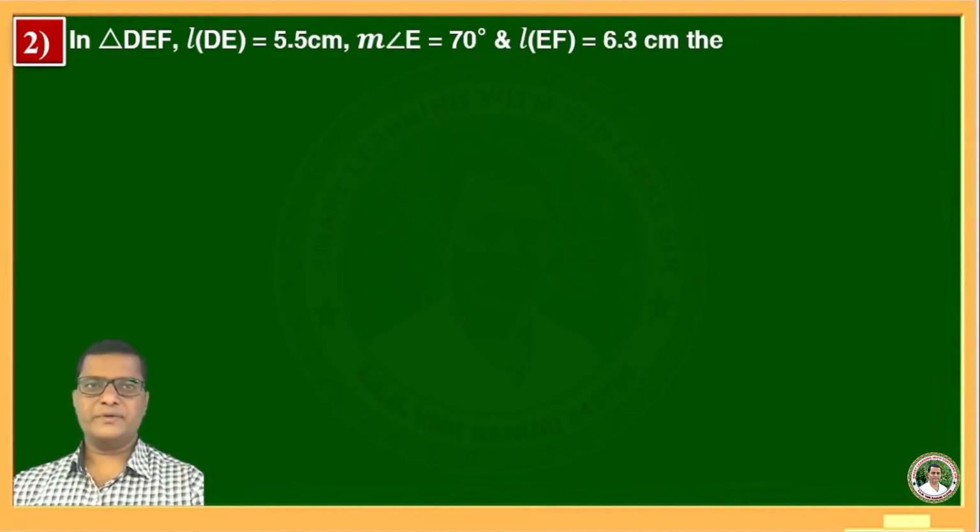Second question of this exercise. In triangle DEF, length of DE is equal to 5.5 cm, measure of angle E is equal to 70 degrees and length of EF is equal to 6.3 cm. Then construct triangle DEF. This is the construction of a triangle when two sides including angle are given. Now see the steps of the construction.